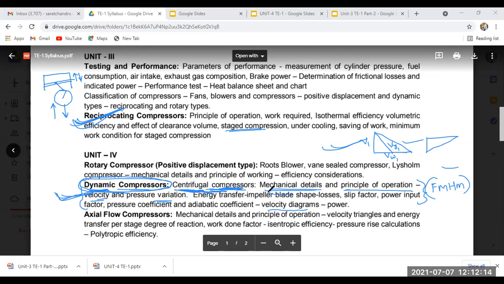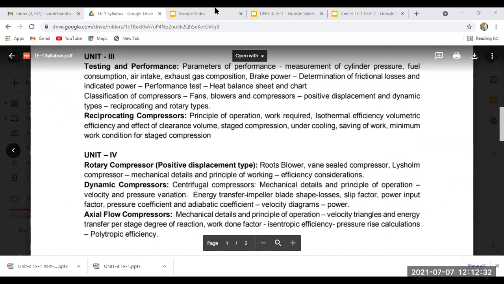I will introduce you to the centrifugal compressor, how the centrifugal compressor works, how it looks, and the principle of operation, the mechanism behind the centrifugal compressor. So this much we will discuss, and then we will complete today's class.